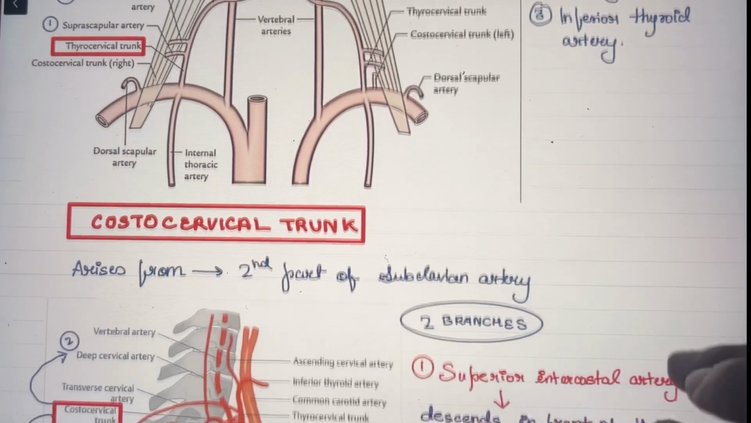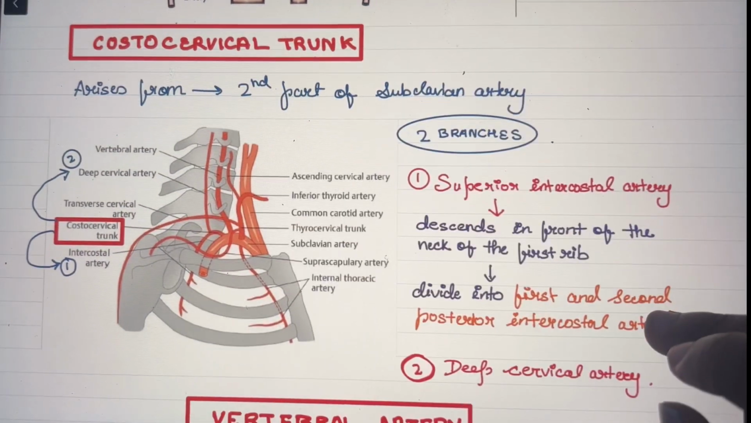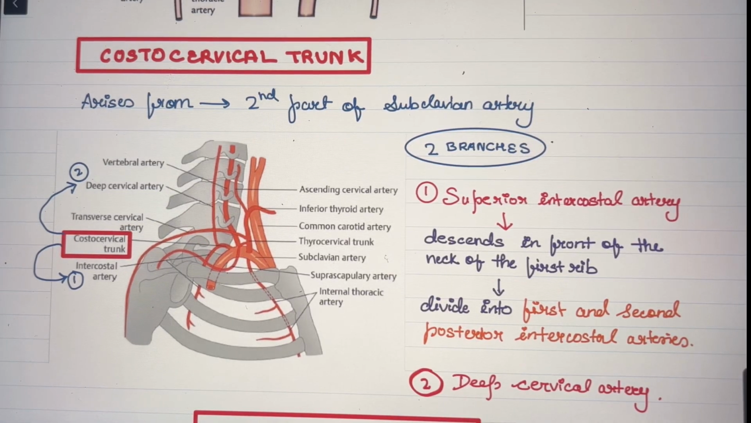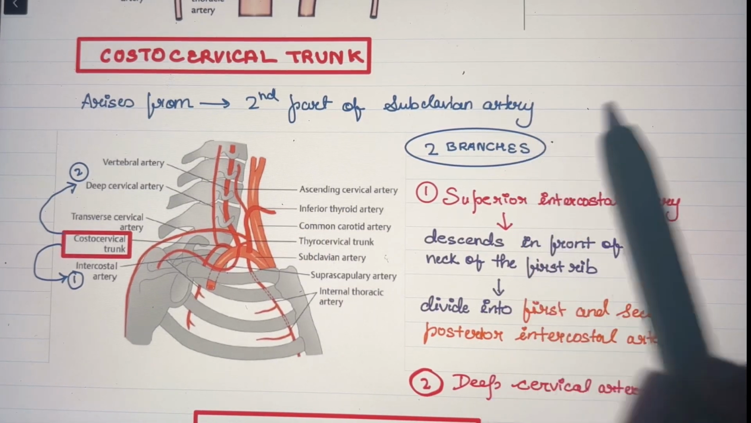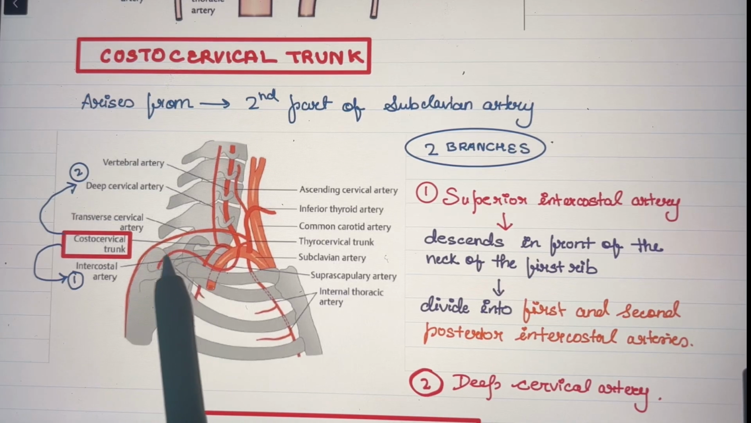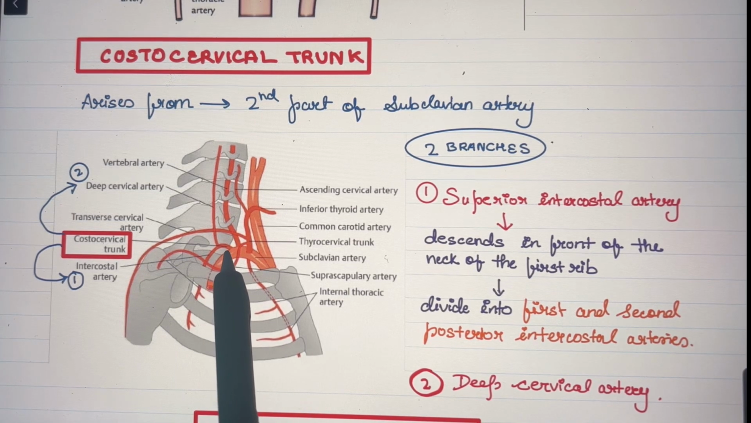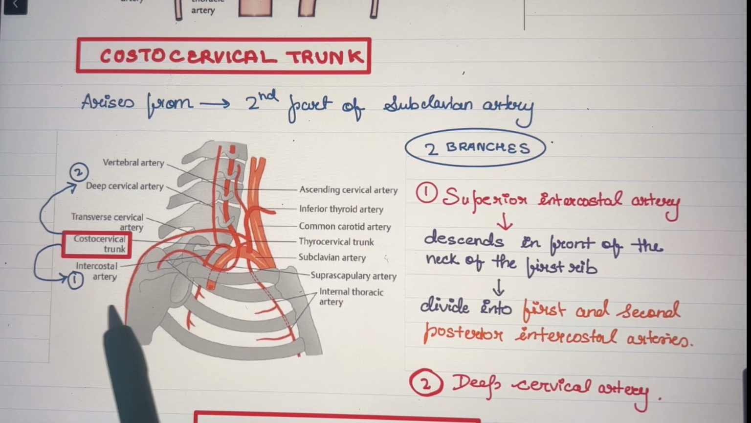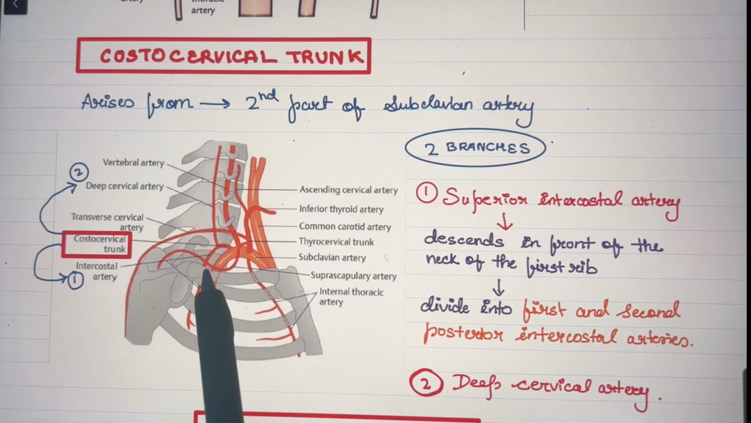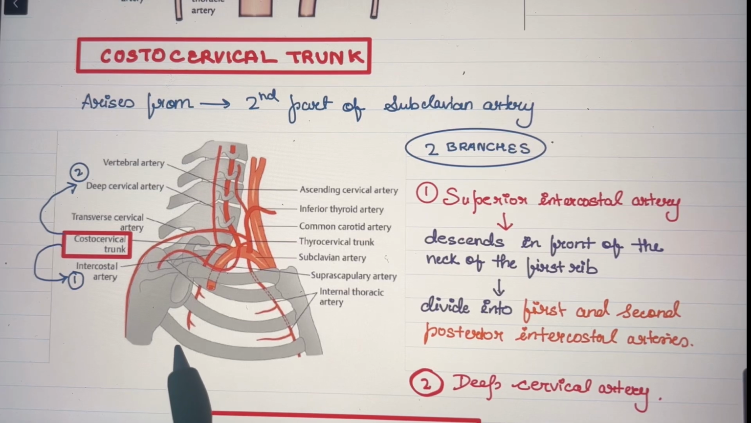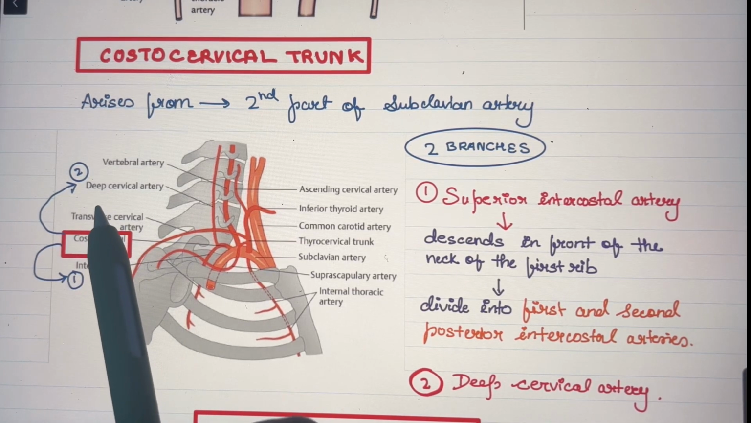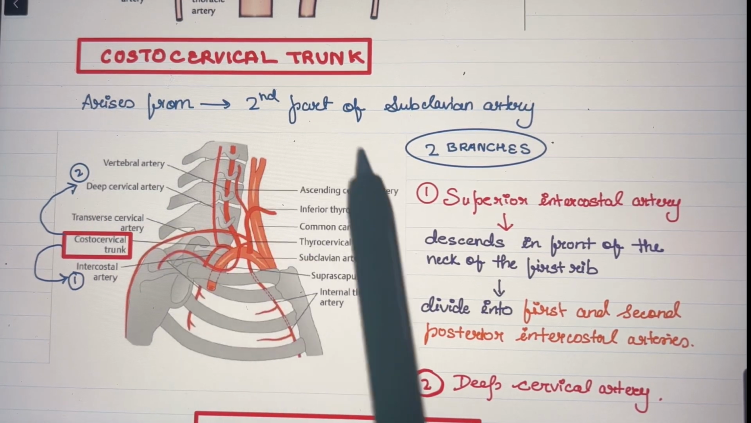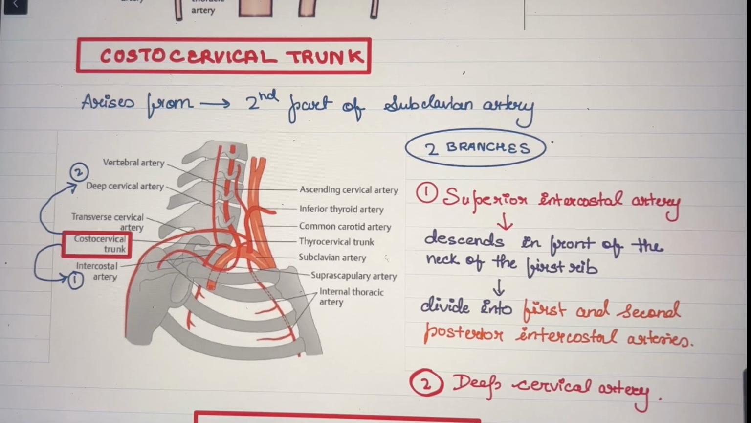Now we will see the costocervical trunk. The costocervical trunk, as I have said, is arising from the second part of the subclavian artery. It has two branches. Below is the intercostal artery, which descends in front of the neck of the first rib and divides into the first and second posterior intercostal arteries, and above is the deep cervical artery. So these are the branches of the costocervical trunk.